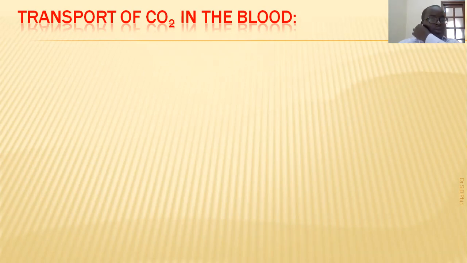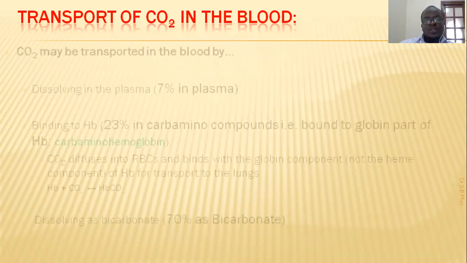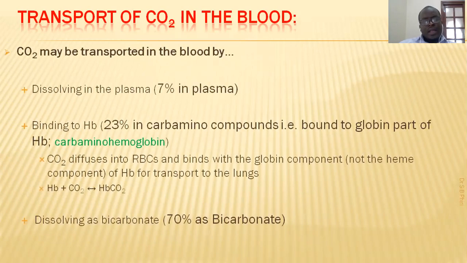So now let's move on to carbon dioxide. How is it transported in blood? Like I said, this component will be discussed again when we start looking at the respiratory system. So for now, we'll just highlight certain points that you need to know. Carbon dioxide may be transported in the blood in different forms, just like oxygen. There are 3 major forms in which carbon dioxide will be transported in the blood. So you have carbon dioxide dissolving in plasma, it's about 7%. So it will be transported as dissolved carbon dioxide in plasma, 7%.